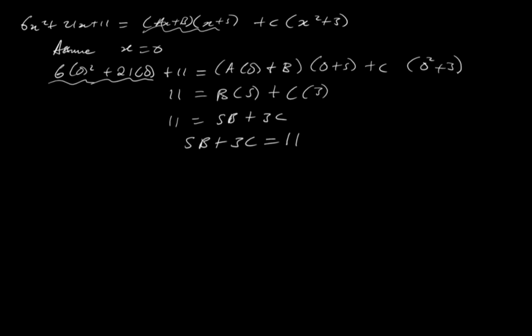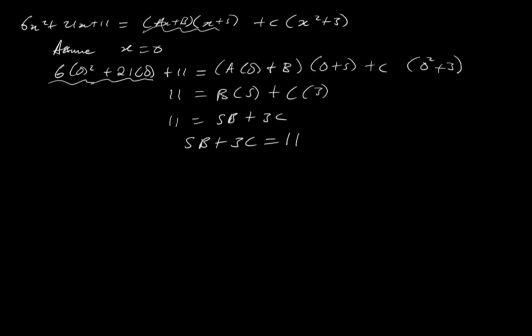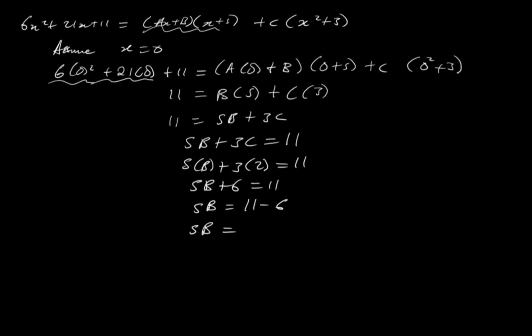Yes. Now, what you have to bear in mind is that we did find the value of what? C. We found the value of C to be 2. Let's try and plug in for C. So 5B plus 3, C is 2, 11. So 5B plus 6 is equal to 11. So 5B is equal to 11 minus 6. So 5B is equal to what? Alright, wonderful. So if you subtract that, you get a 5, isn't it? Divide by 5, divide by 5. So the value of B in turn will now be 1.